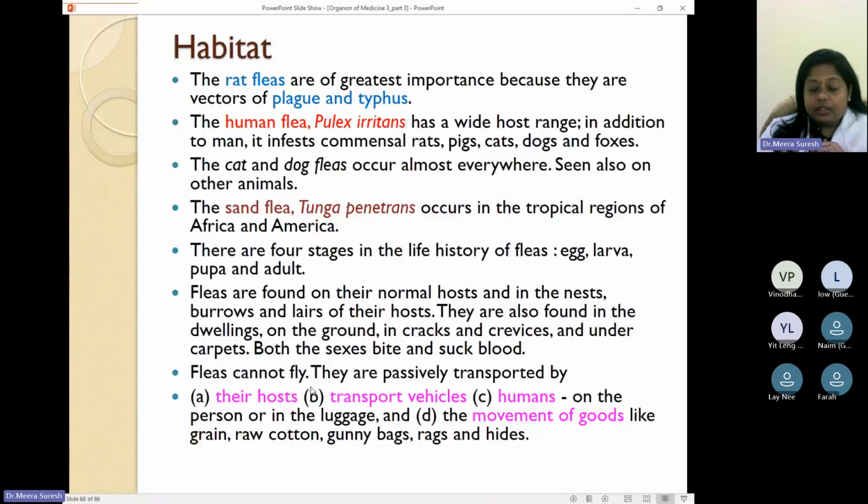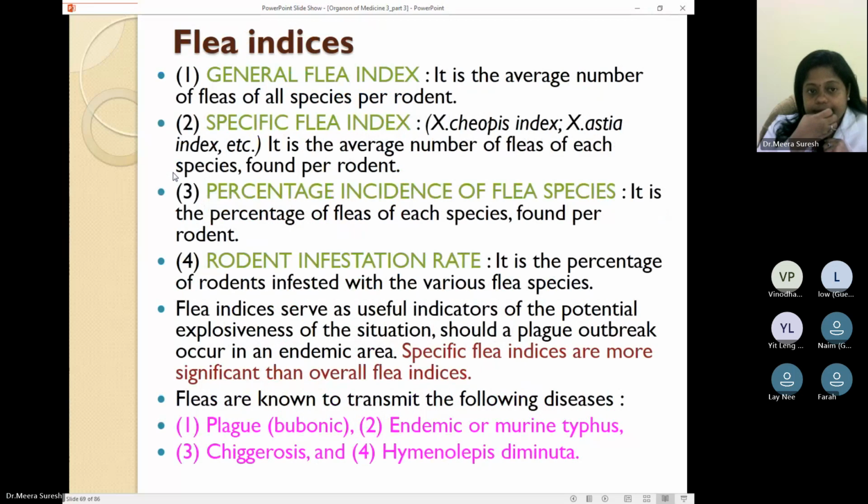The fleas cannot fly. They are passively transported by their host itself, by some vehicles, the transport vehicle, humans, when they are moving or in the luggage, and the movement of goods like grain, raw cotton, gunny bags, rags, hides, etc. in ships where there is no hygiene that is maintained. So that is how they are getting widespread from one area to another.